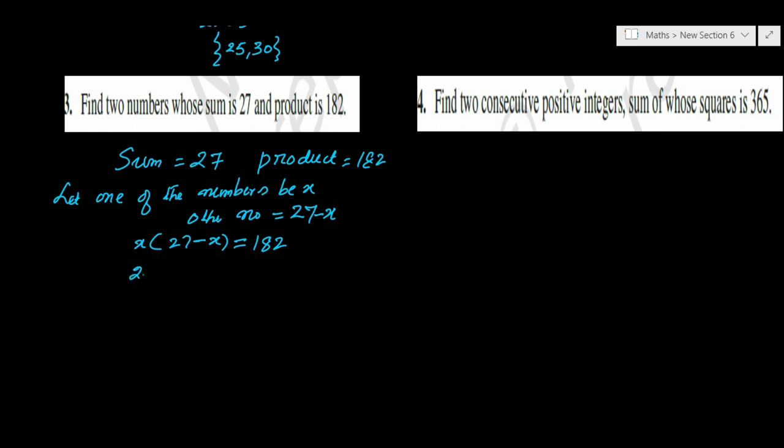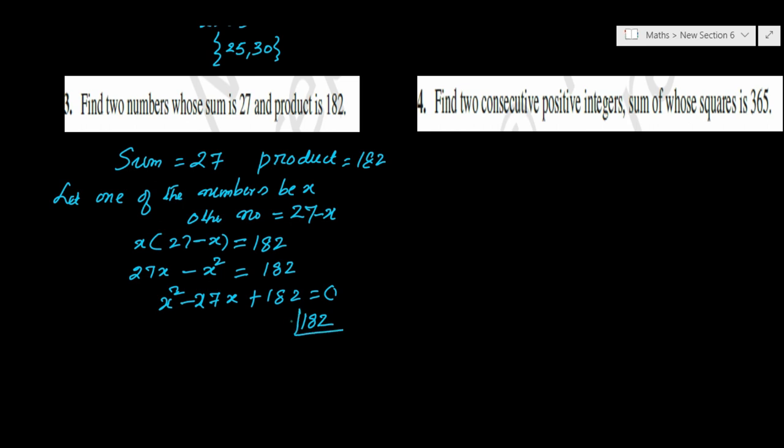So, this is 27x minus x square, that is all equal to 182. If you shift this to that side, x square minus 27x plus 182 is equal to 0. Now we have to search for the factors of 182 such that the addition is 27.